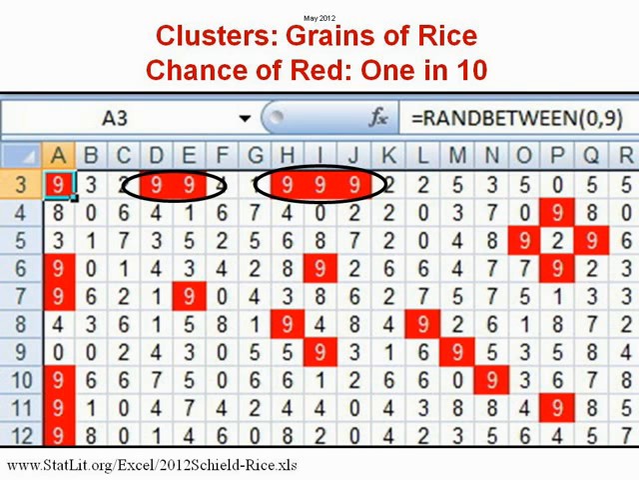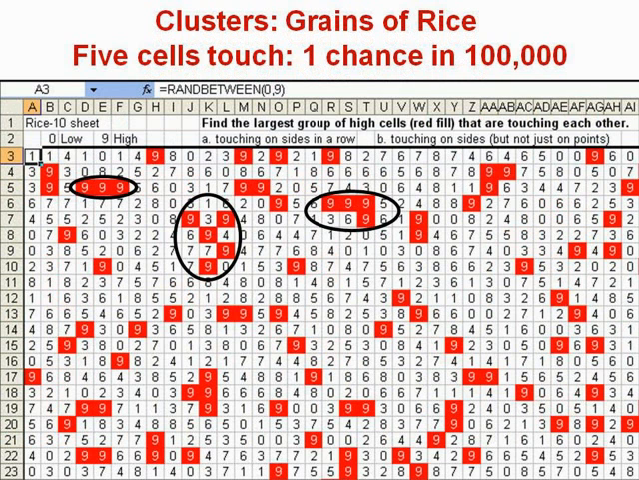Let's look at a big data spreadsheet. This spreadsheet has more than 800 cells. We've got 3 cells touching, 1 in 1,000. 4 touching, 1 in 10,000. 5 touching, 1 in 100,000. That was just a coincidence? Well, not if it happens almost every time.